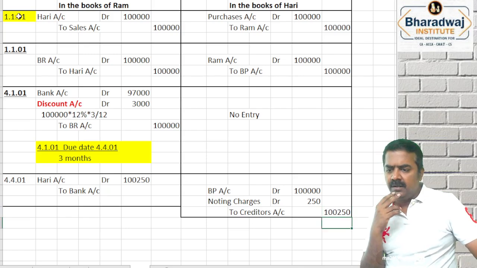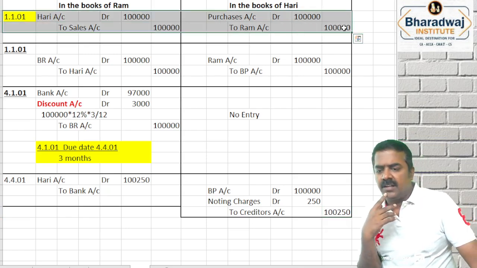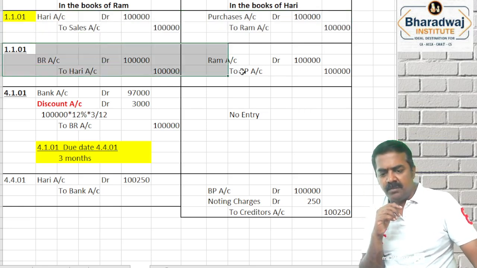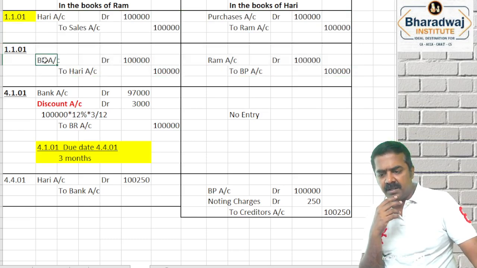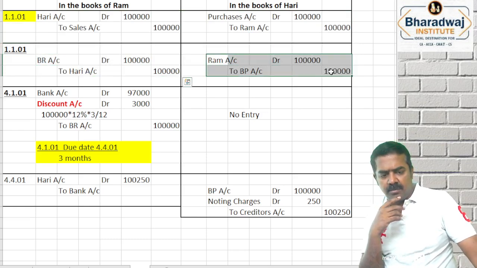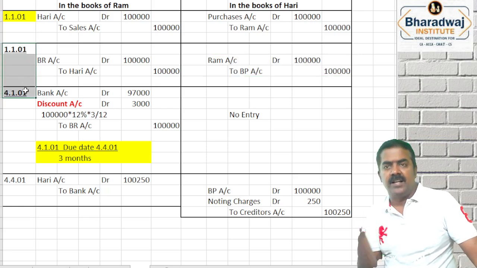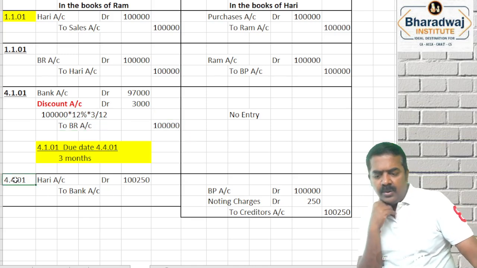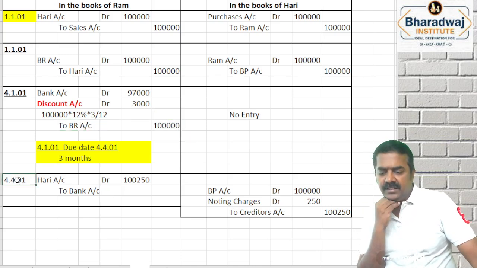I repeat: Hari account debtor to sales, purchase account debtor to Ram happens on 1st January. Same day, bills are drawn and accepted. Bills receivable to Hari, and Ram to bills payable. It is discounted with the bank 3 days later. So, bank account debtor, discount account debtor to bills receivable. On the due date, the bill is dishonored.